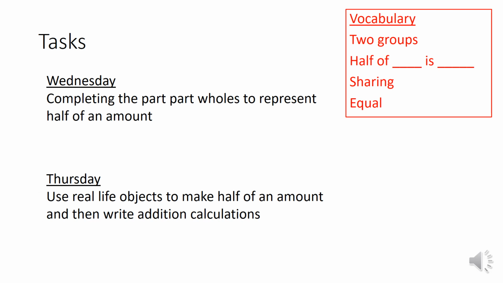So you might collect 8 items and split them into two groups and then write the addition calculation 8 equals 4 add 4. And again, I've included our vocabulary box at the top here so that if you need to come back to the video, you can quickly see what kind of words you should be saying whilst doing your work. So two groups, half of is, sharing and equal.